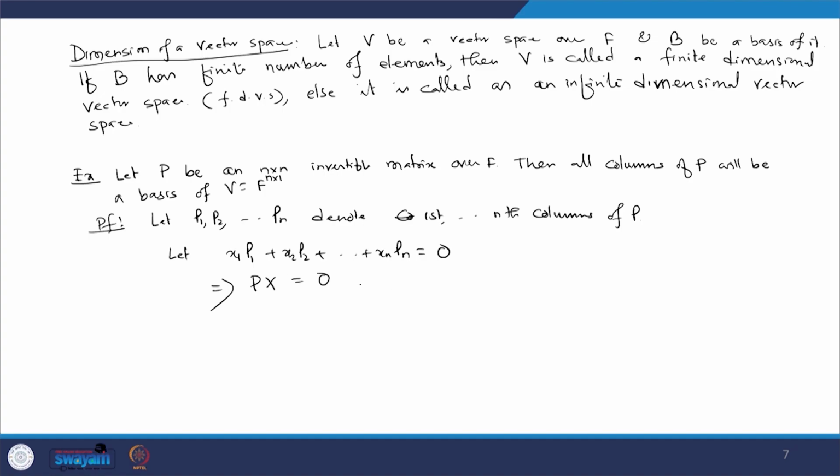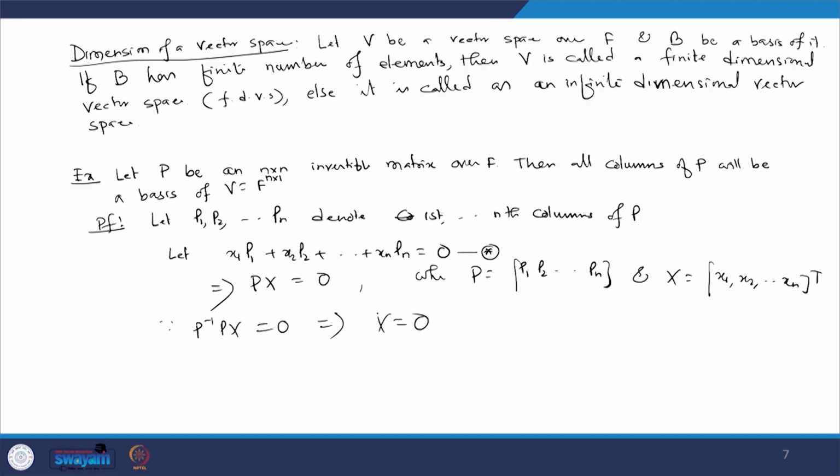I mean to say, where P equal to [P1, P2, ..., Pn] and capital X equal to (x1, x2, ..., xn) transpose. So this linear combination of the P1, P2, ..., Pn is nothing but Px equal to 0. Since P is invertible, P inverse exists, so P inverse Px equal to 0. So this implies x equal to 0 is the only solution.